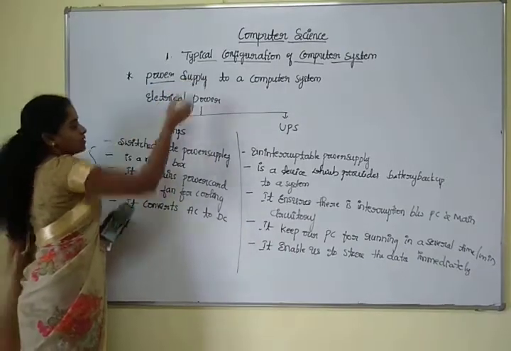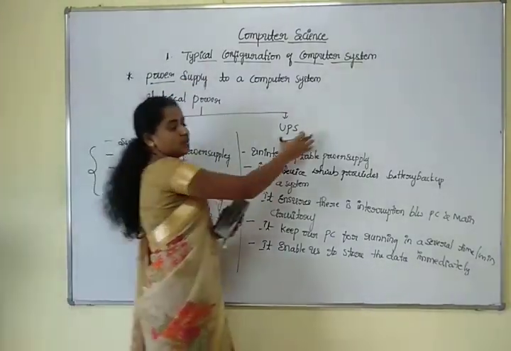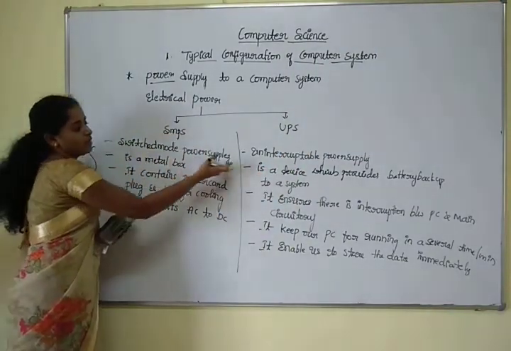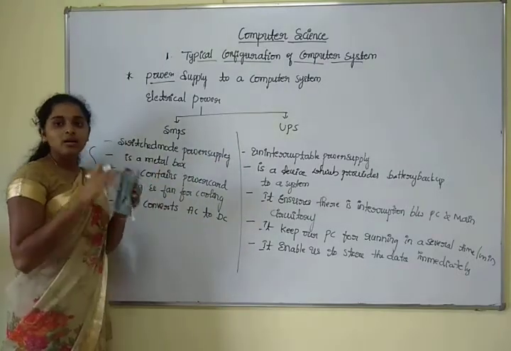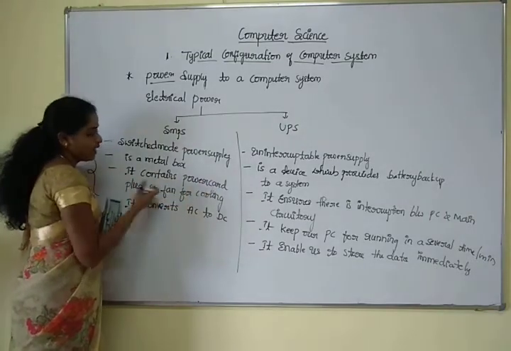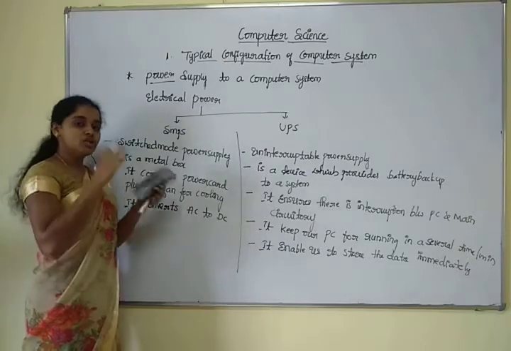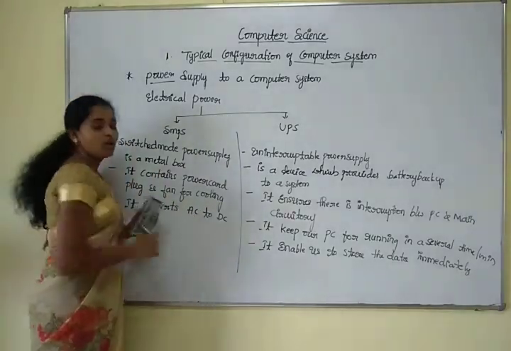This electrical power supply is divided into two types: one is SMPS and another one is UPS. SMPS stands for switched mode power supply, and it is a metal box attached to our computer system board. It contains the power cord plug and a fan for cooling to prevent the heat it generates, and it converts AC to DC.